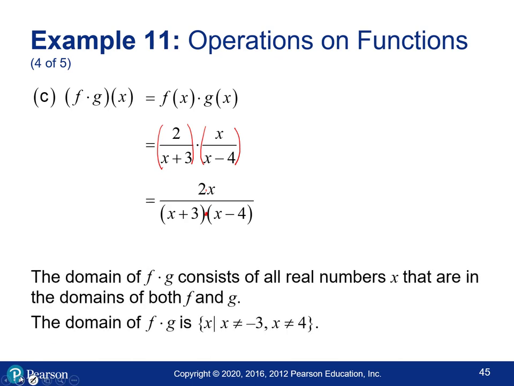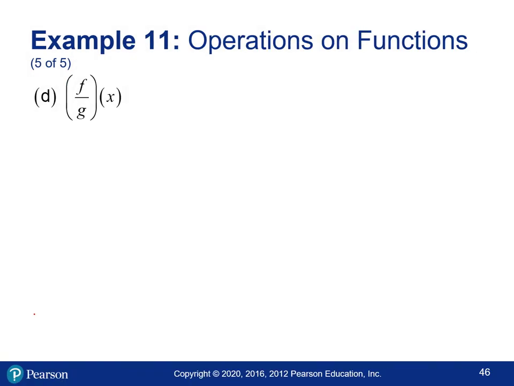And then the domain still happens to be the same on this one, because the denominator has actually been the same on all three things we just did, parts A, B, and C. So this new function is f times g of x, and we can't plug in -3 or 4 still for this one either. So let's go ahead and do this last one here, f divided by g of x.